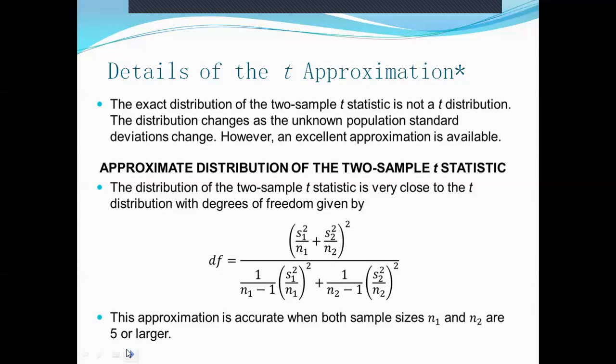the square of the standard error for the difference in the means divided by 1 over (n1 minus 1) times the quantity (s1 squared over n1) squared, plus 1 divided by (n2 minus 1) times (s2 squared over n2) squared. This approximation is accurate when both sample sizes n1 and n2 are 5 or larger. So that gives an approximate degrees of freedom.